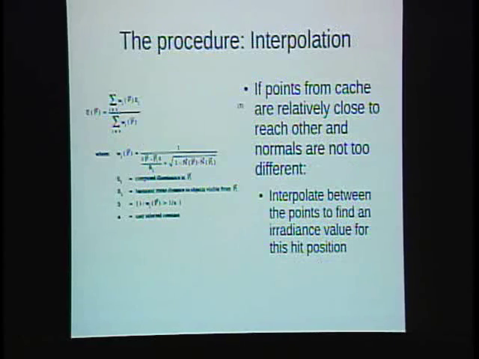So the interpolation is pretty simple. We say, okay, given the radius that I talked about, and given that the normals are not too different, meaning we're not trying to use the irradiance from the ceiling for one of the sidewalls or something, we interpolate using weights and errors. The equation is a little complicated, so I won't go into it now. And we use the equation to find out what the value of the irradiance is at the position that we want to find the value for.